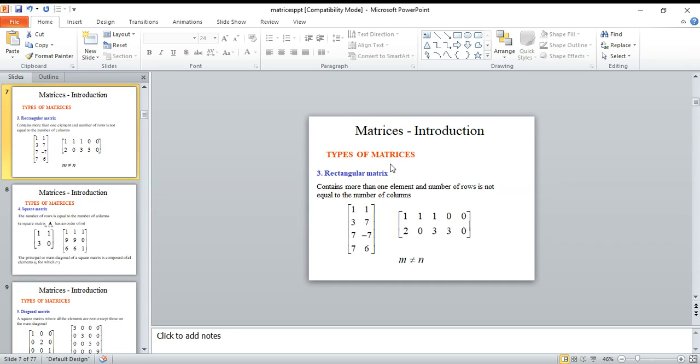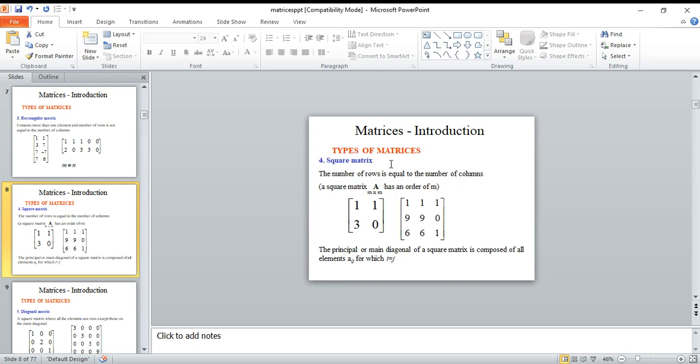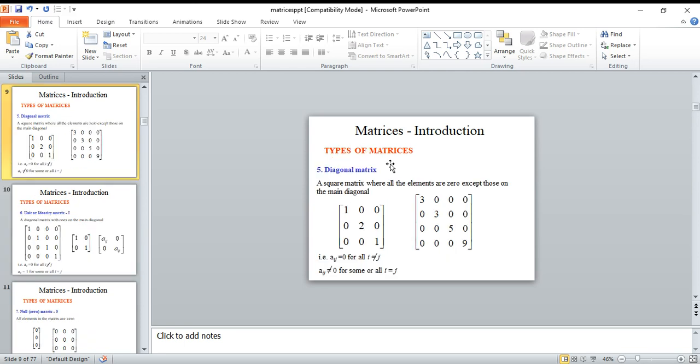Rectangular matrix: rows and columns are not equal. It looks like a rectangle, so it is called a rectangular matrix. Square matrix: the number of rows equal to the number of columns is called a square matrix. In a rectangular matrix, the number of rows is not equal to the number of columns. In a square matrix, the number of rows equals the number of columns.